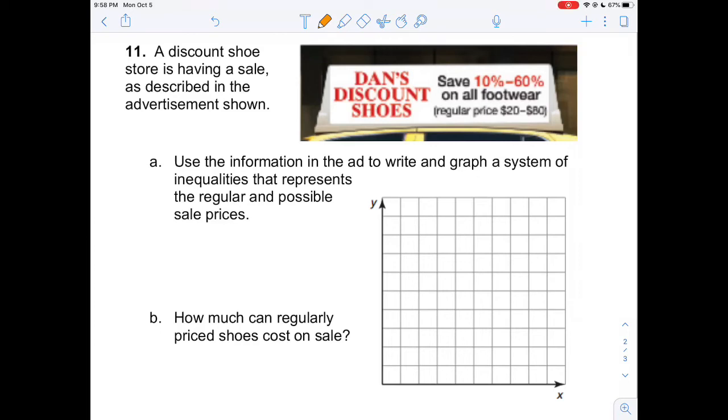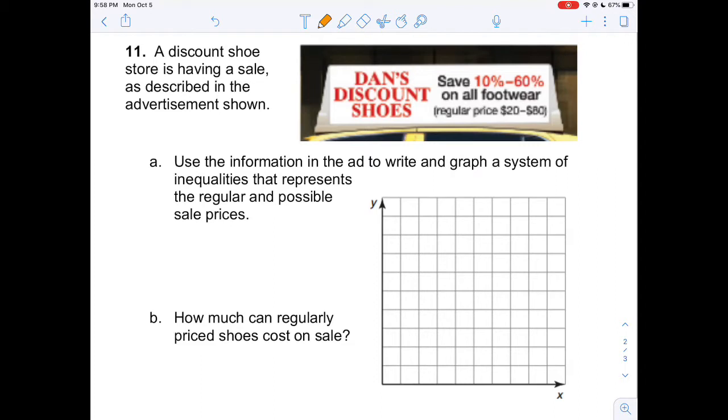Finally, we have our word problem. A discount shoe store is having a sale as described in the advertisement shown. So Dan's Discount Shoes is having a sale where you can save 10 to 60% on all footwear, and regular prices are $20 to $80. We want to use the information in the ad to write and graph a system of inequalities that represents the regular and possible sale prices.